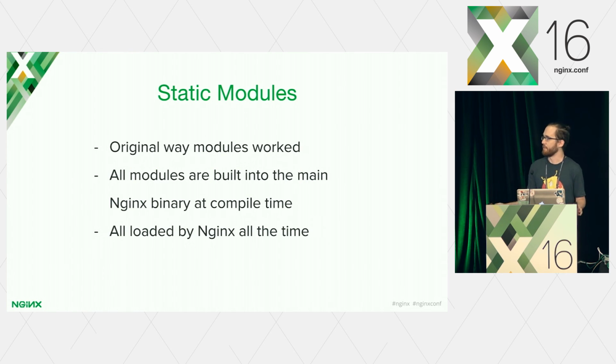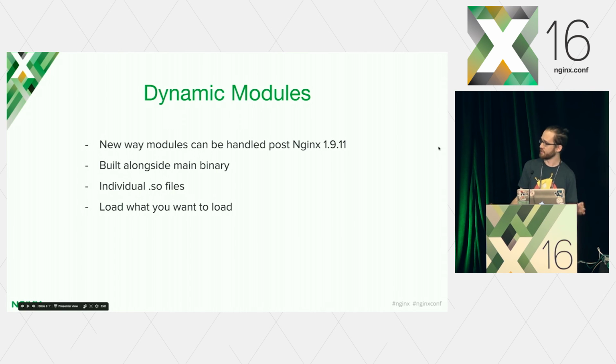As everyone knows, static modules are the original way modules worked within NGINX up to a certain point. They're all built into the main binary, and they're all loaded by NGINX all the time. So even if you're not using them, they're still being loaded, still consuming some resources. Dynamic modules, as we've been talking about at the conference, were released this year in 1.9.11. They're built alongside the main binary as individual .so files instead, and then you can load whichever modules you want over time.